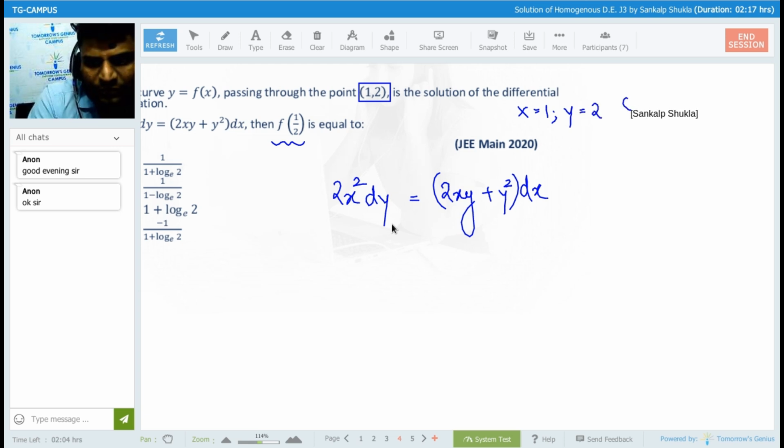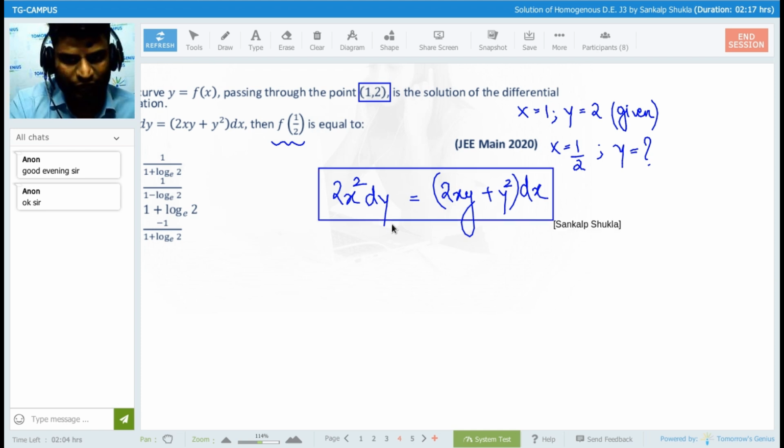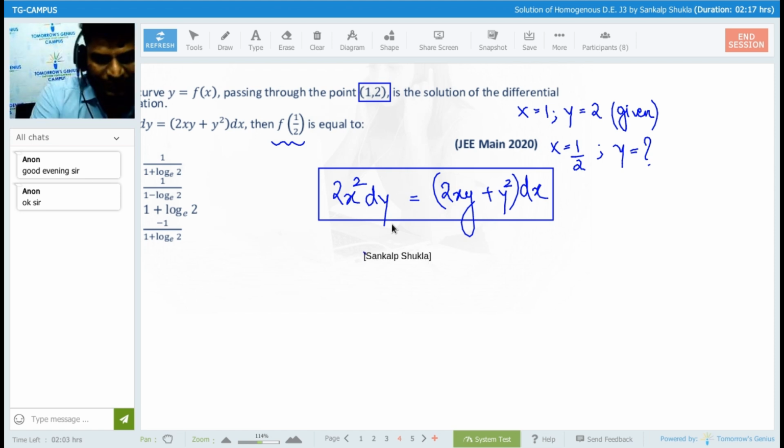This is given in the question itself. Okay, and when x is 1 by 2, we have to find the value of y. Now before starting solving this differential equation, we have to first make sure which type it is. Now obviously this is a lecture on homogeneous differential equations, so you will be saying that yes sir, it's a homogeneous differential equation. But how can you say that?